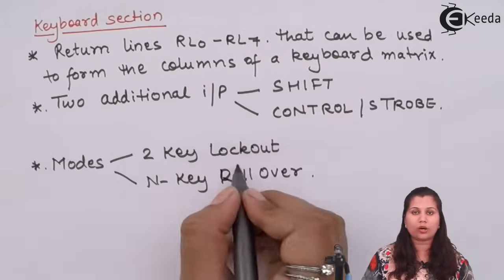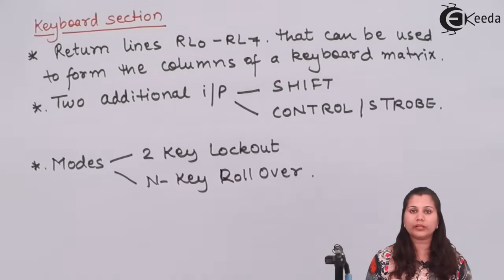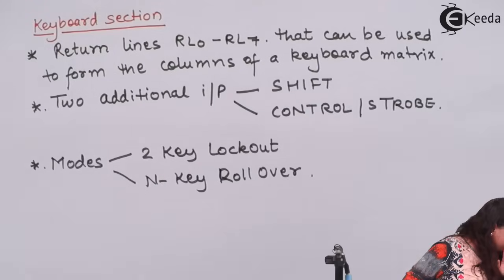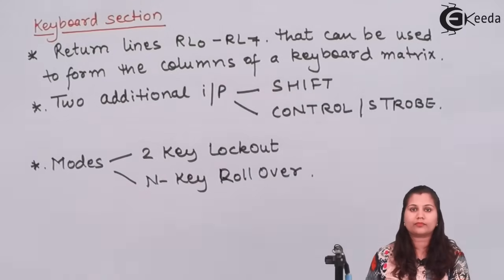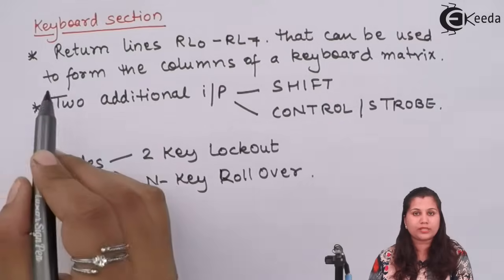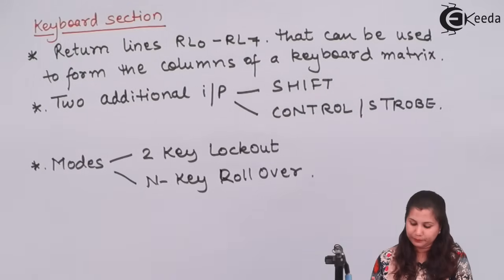So in the 2 key lockout mode, when two keys are simultaneously pressed, then only the first key is recognized. Whereas in the N key rollover mode, if two keys or more than two keys are pressed, then each of the keys will be recognized. So these are the two modes of the keyboard section: 2 key lockout and N key rollover.